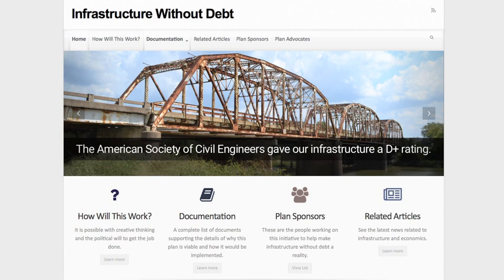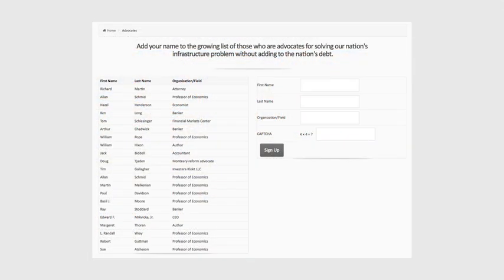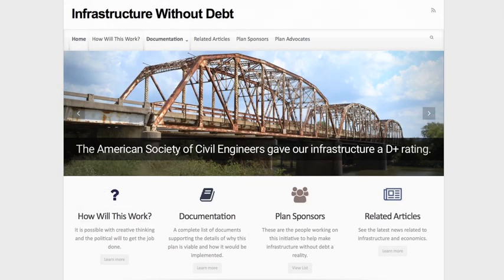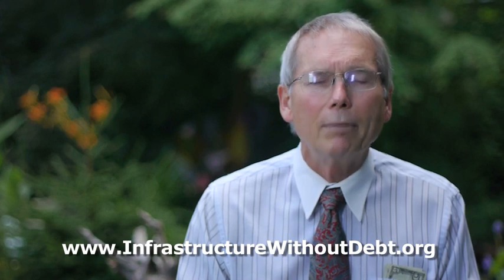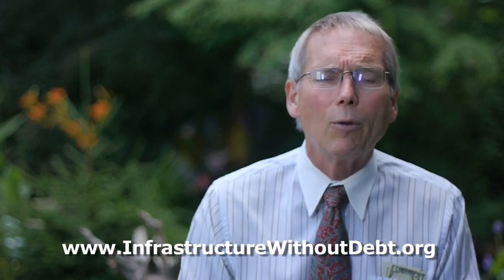Then there's a section called Plan Advocates. I think it's all the way over to the right-hand side. That's for you to sign up. You say, yes, I'm in favor of this. And you'll see there's a bunch of names there already. Then there are sponsors and related articles. The related articles are basically news, and we've got to get a system of working that out properly. You can help us. Send us articles that you see that should be on this. I would appreciate that.